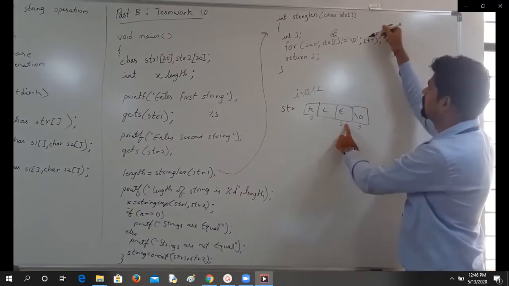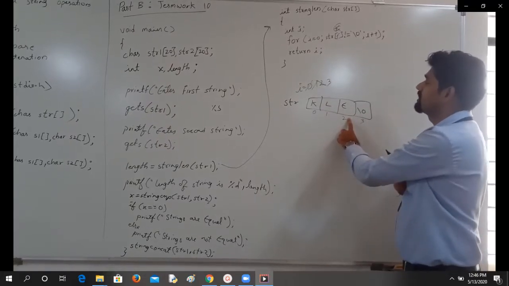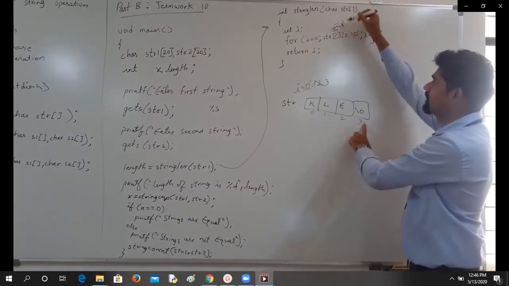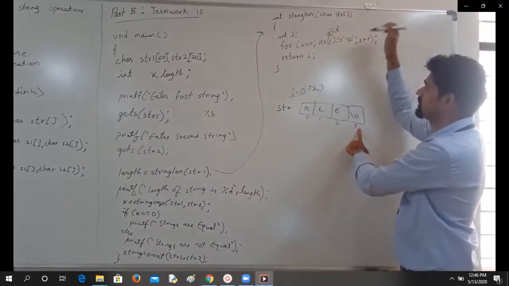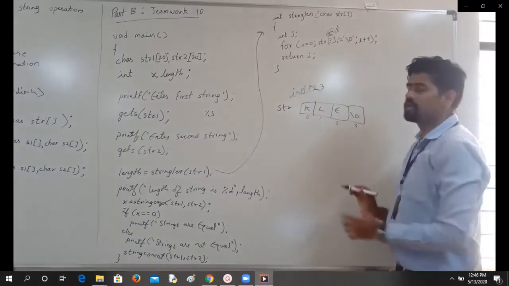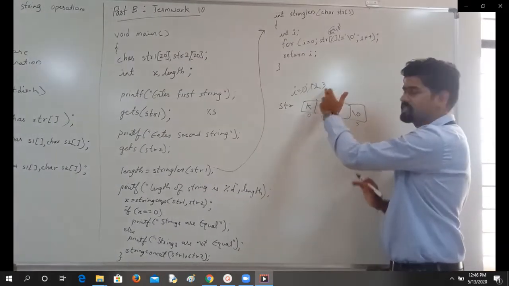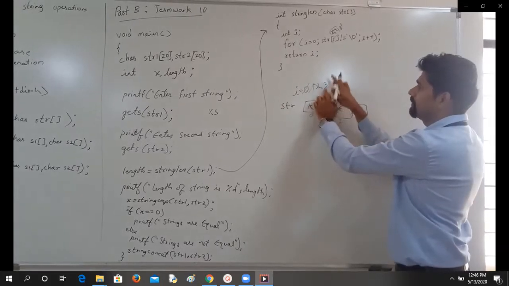So control comes to this part, it makes the value of I as 3. Now the element at location 3 is nothing but null character. So I am saying null character is not equal to null character. Now this is false, so this loop is going to terminate. So once the loop terminates, what we have in I, we have 3, which is nothing but the length of a given string. So what I do is this 3 I return back.